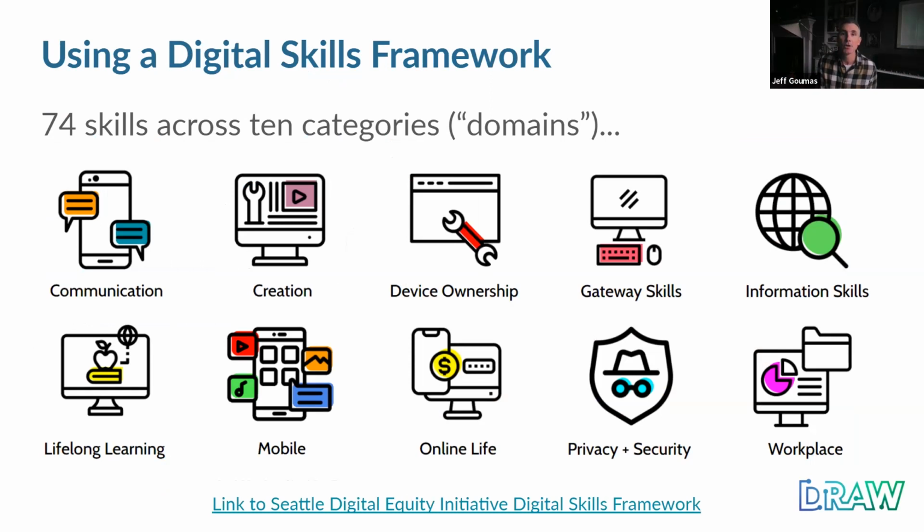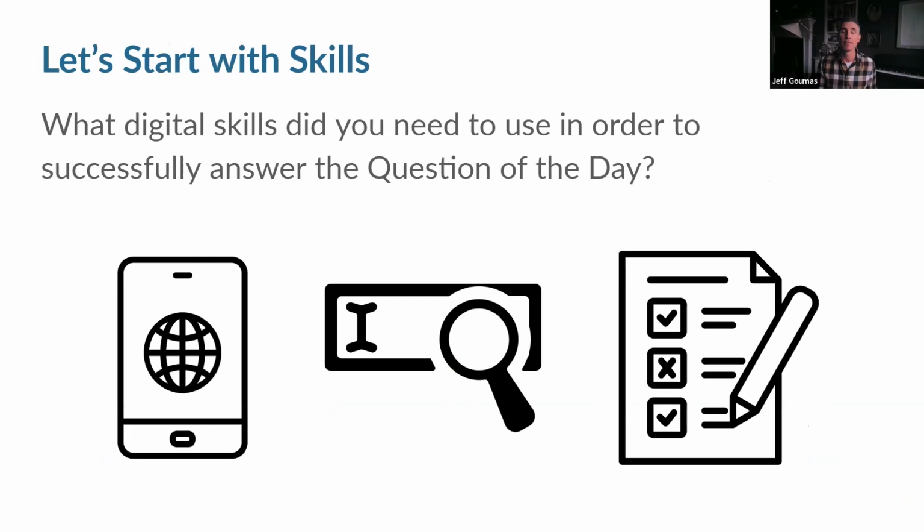And there are 10 domains and 74 skills within those domains that define the digital skills that people need in order to be engaged as members of society through the digital tools that we all must know how to use and adapt to in today's economy, in today's education system, in today's civic engagement. So these are the 10 domains that are part of that.